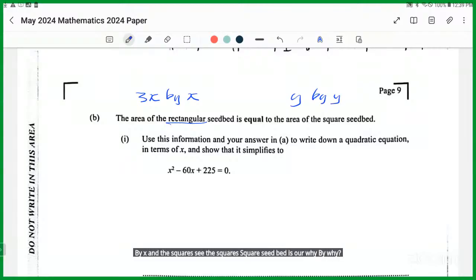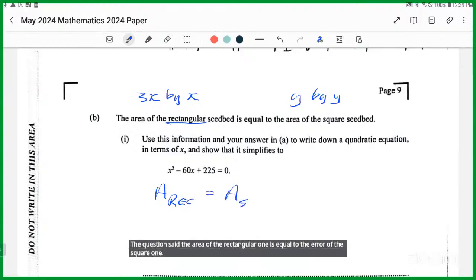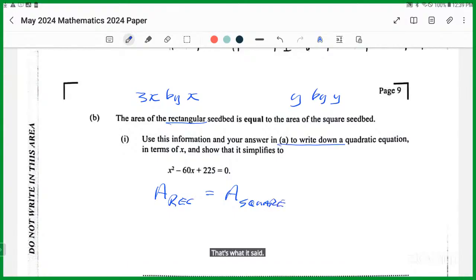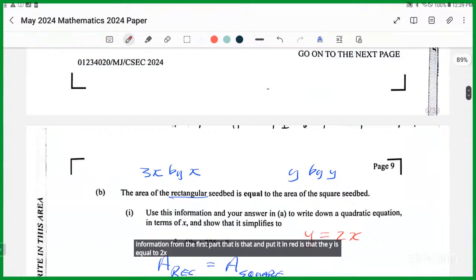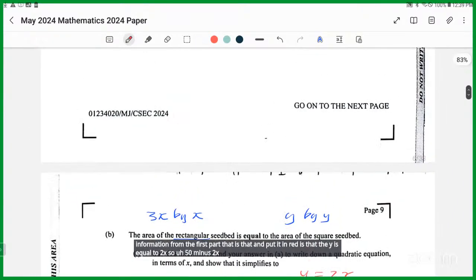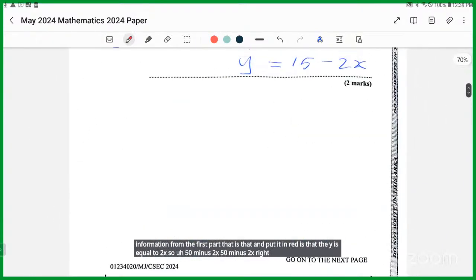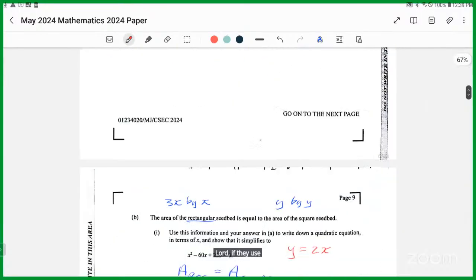The question said the area of the rectangular one is equal to the area of the square one. That's what it said, and it said we must use information from the first part. Information from the first part, let me put it in red, is that y is equal to 50 minus 2x, right? Good. It says use this information, so let's write it down, because we're going to have to use it.